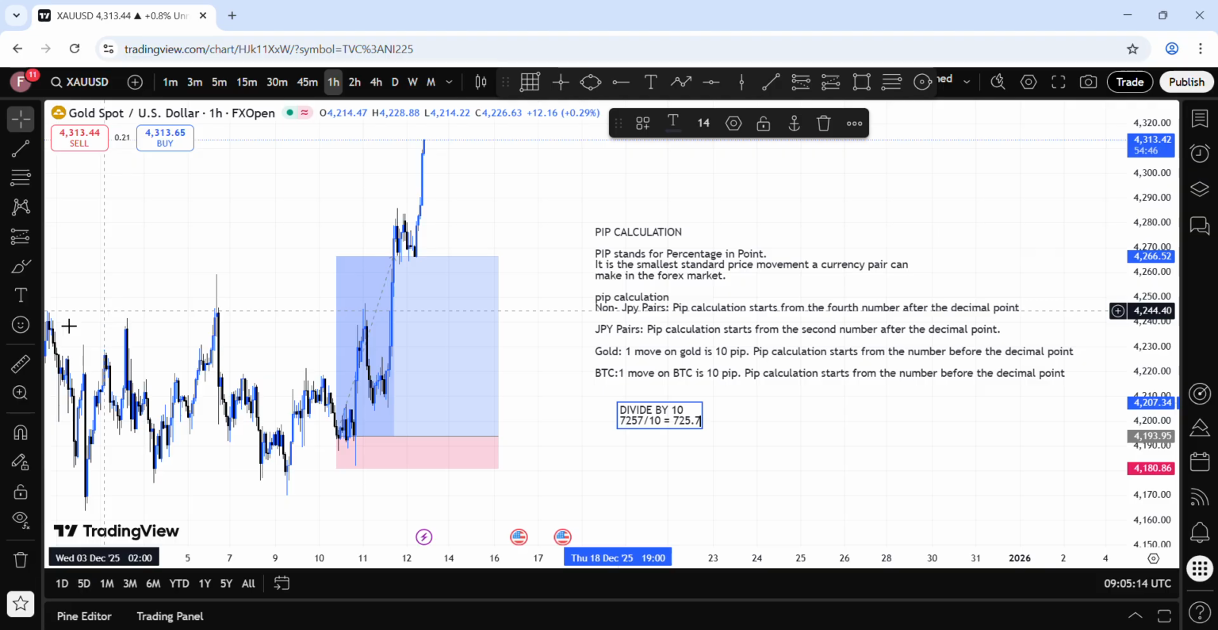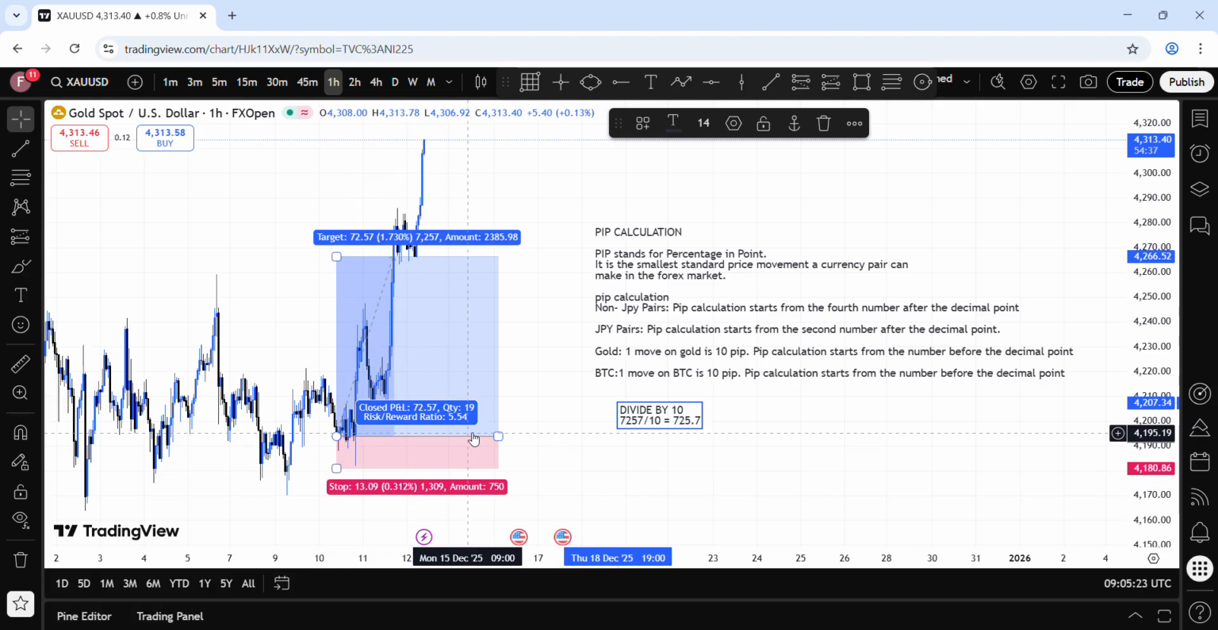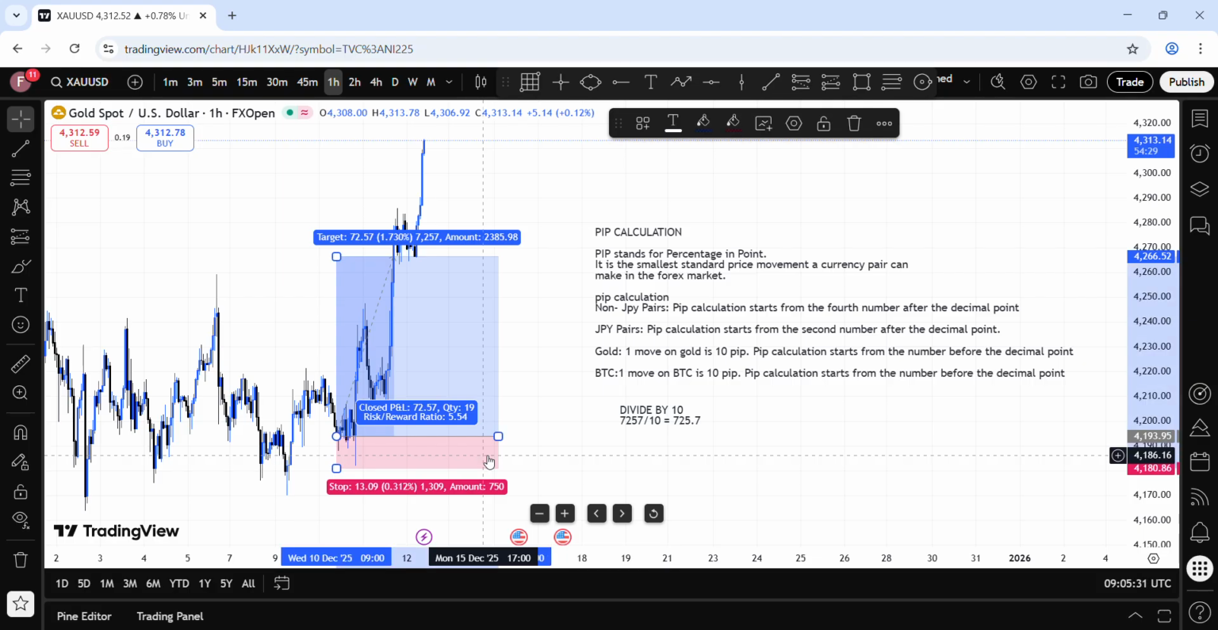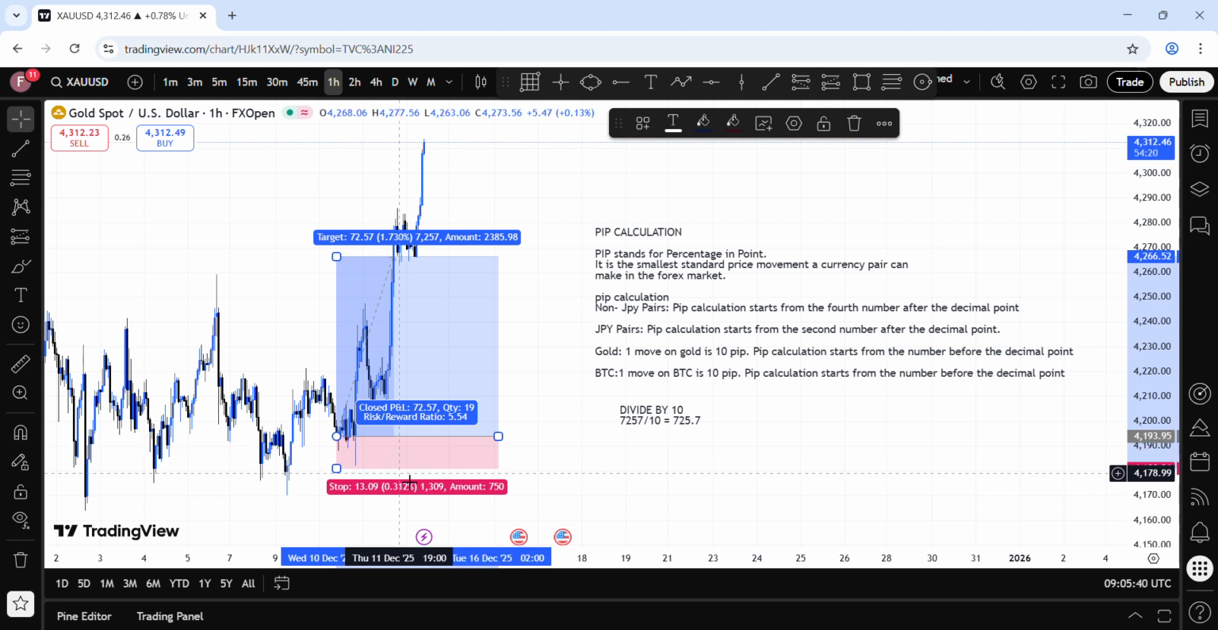Then for the stop loss area, here is 1,309 pips. Are you telling me from here to here is already 1,000 pips? No, we divide by 10. Understand? When we divide by 10, the number of pips the market has moved will now be 130 pips to our SL. So for our SL, the market needs to move 130 times to stop us. The market needs to move 725 times to give us money, to hit our target, because we are targeting approximately 726 pips. Do you understand?